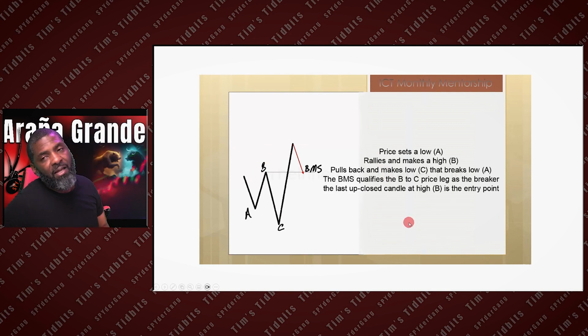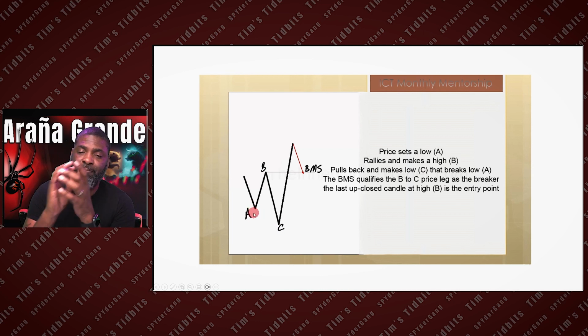Now, see how Timmy Rogers sees it in his head. Price will set a low at point A. Price will rally and make a high right there, point B. Price pulls back and makes a low, C, that breaks the low of A. Right? Now, let me say this.